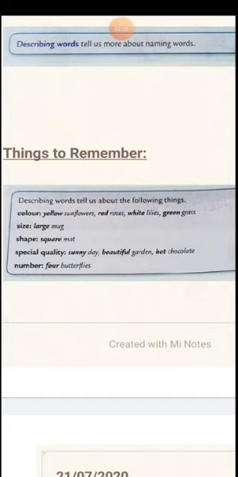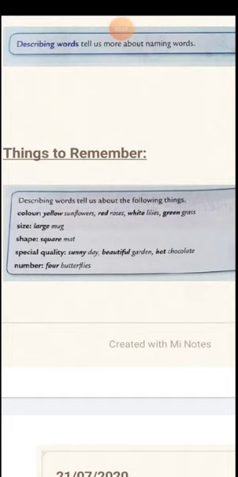What do they tell us more about the naming words? So, we need to understand that this telling more can be about the color of the naming word, the size of the naming word, the shape of the naming word, the special quality of that naming word, or the number of the naming word. Now look at these examples given here. Describing words tell us about the following things. For example, the naming words for this example are flowers, roses, lilies, and grass.